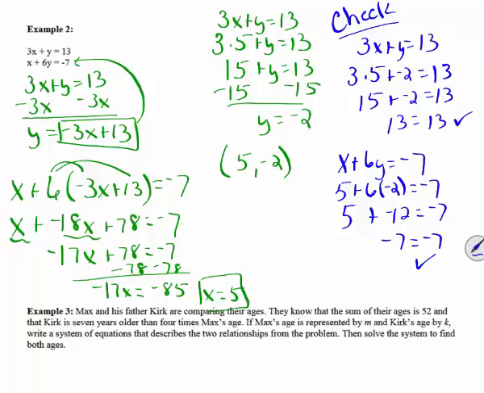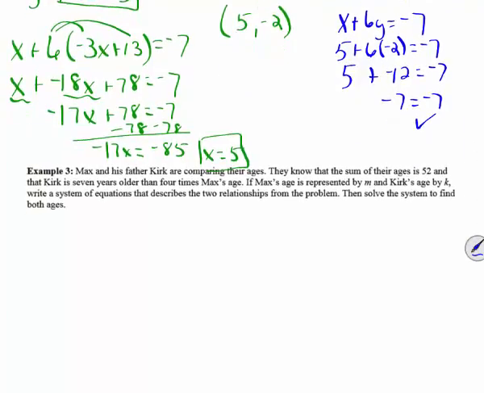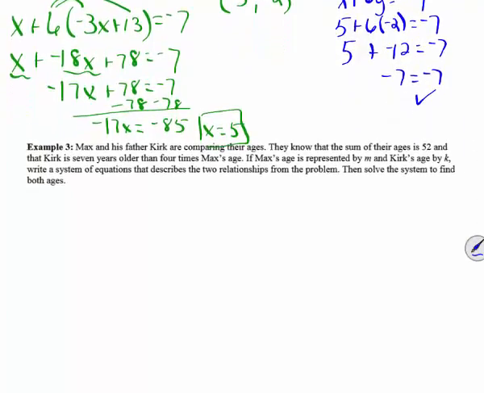All right, we're going to try a word problem. We're going to spend more time on word problems in lesson 4, I believe it is. But we're going to start looking at these. So Max and his father Kirk are comparing their ages. They know that the sum of their ages is 52 and that Kirk is 7 years older than 4 times Max's age. So they want us to write this as a system.